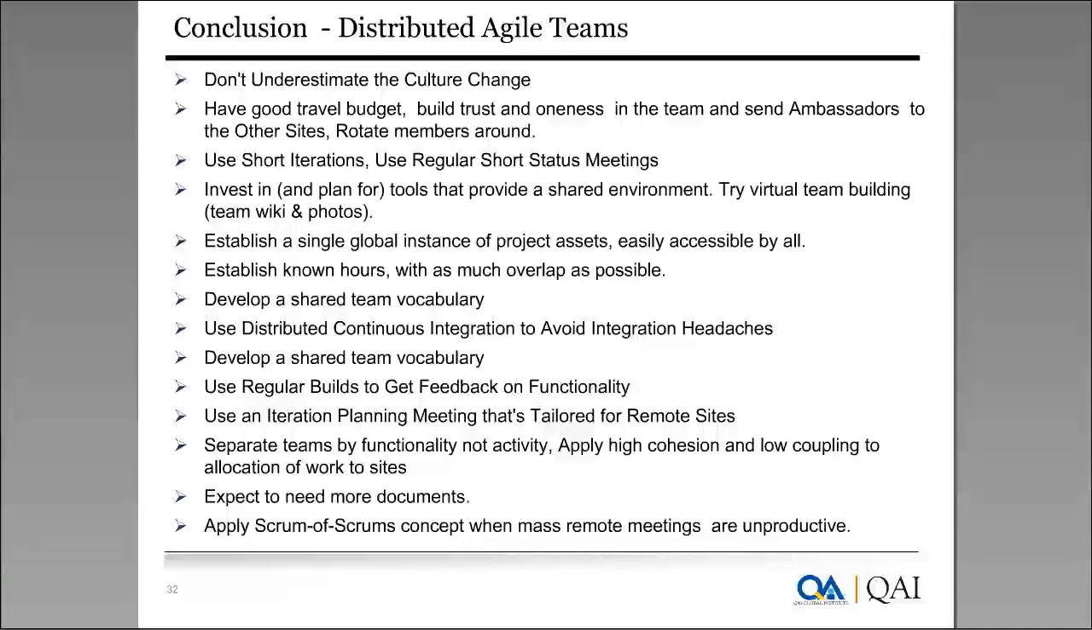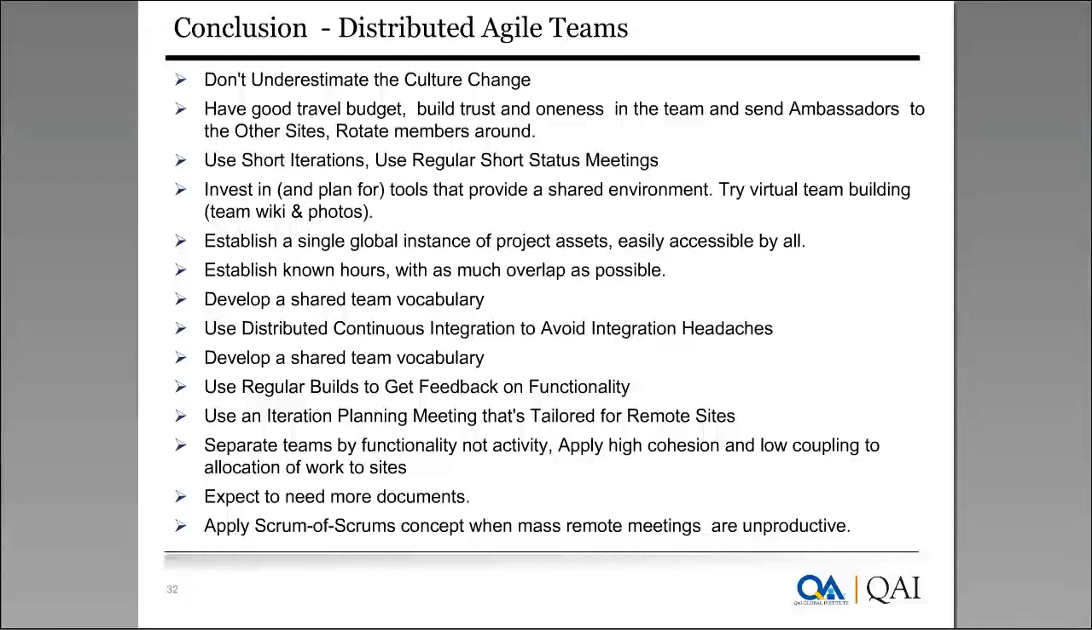Just to conclude, in terms of distributed agile teams, don't underestimate the cultural impacts. One should have a good travel budget, and need to use short iterations and regular short status meetings. Common tools and good communication tools need to definitely be there. Virtual team building, wikis, photos, and there should be a shared team vocabulary. And as I was saying, at least basic engineering practices like continuous integration, checking into the same code server, or a common integration server. These are all very, very important for agile methods to be very effective.